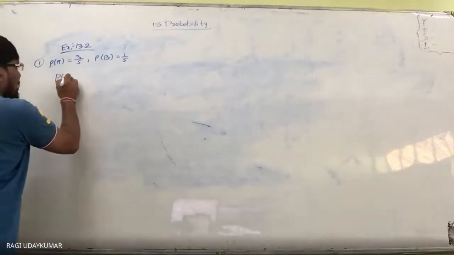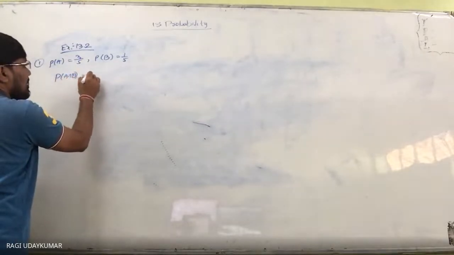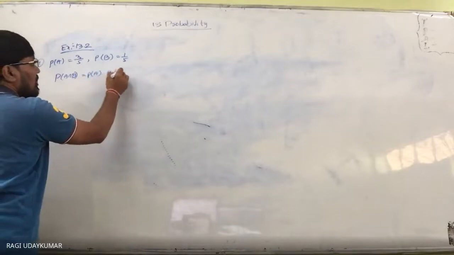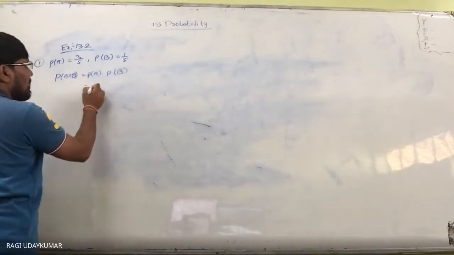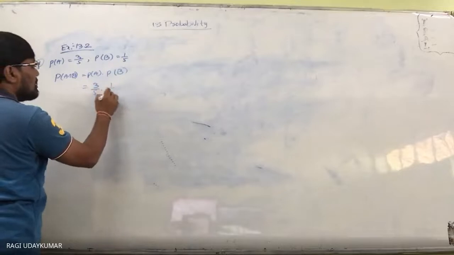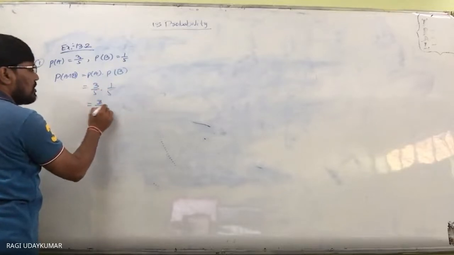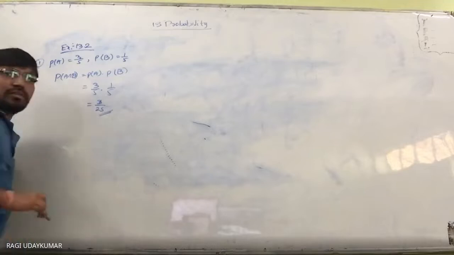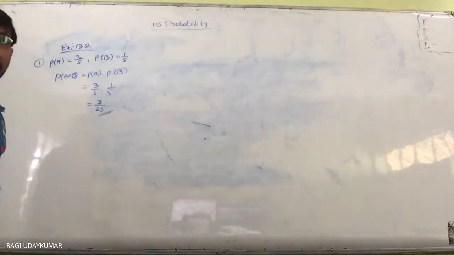So A and B are independent events, which is nothing but probability of A intersection B is equal to probability of A into probability of B. Probability of A is 3 by 5, probability of B is 1 by 5, which is equal to 3 by 25, as A and B are independent.